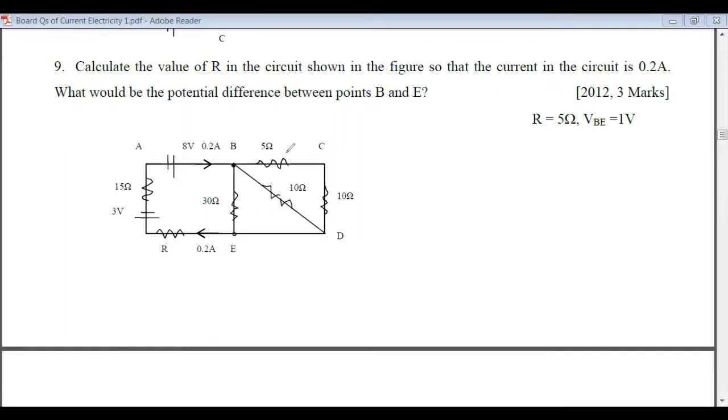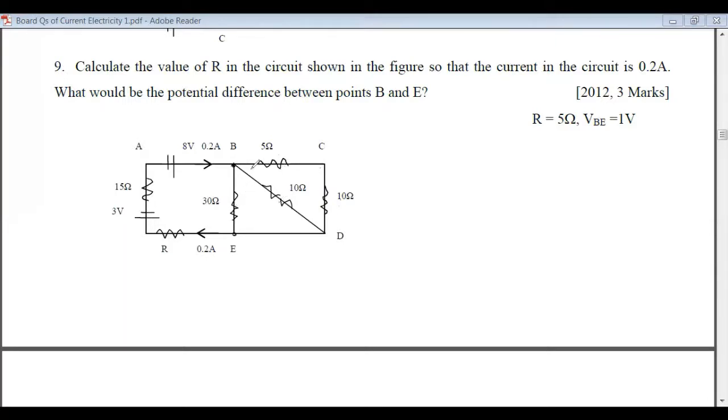And first we find out the equivalent resistance of this rectangular box. Okay, here we see that this 5 ohm along BC arm and 10 ohm along CD arm are connected in series. Why? Because the same current is flowing. So the equivalent of these two is 15 ohms. Now this 15 ohms is in parallel to 10 ohms, which is in parallel to 30 ohms.